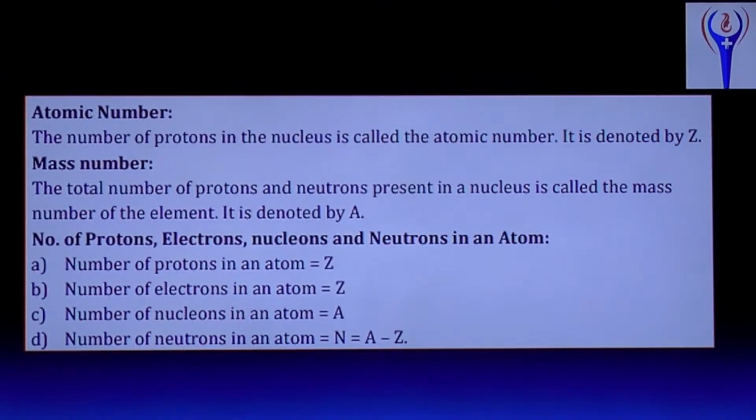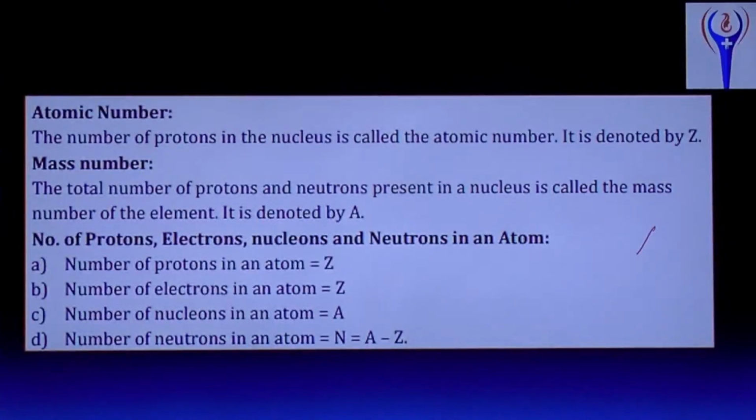Already we have studied that any element can be represented as X, with Z and A. X is the symbol of the element, Z is the atomic number and A is the mass number. These things only we are studying. So what is atomic number? It is denoted by the symbol Z, and it is the number of protons in the nucleus. And another one, mass number.